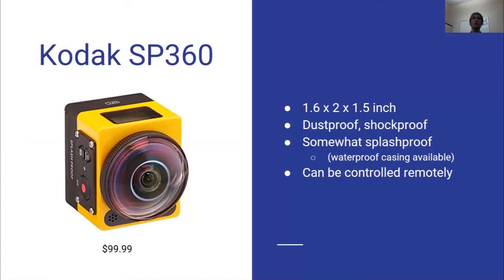Some of you may be familiar with this one. You've seen this one before, working with some of your schools. The Kodak SP360. This one's running $79 to $99. It's a small cube with a little dome on top. Dust-proof, shock-proof, somewhat splash-proof, and there's waterproof casing, so you can't immerse it in the water otherwise. And it can be controlled remotely.